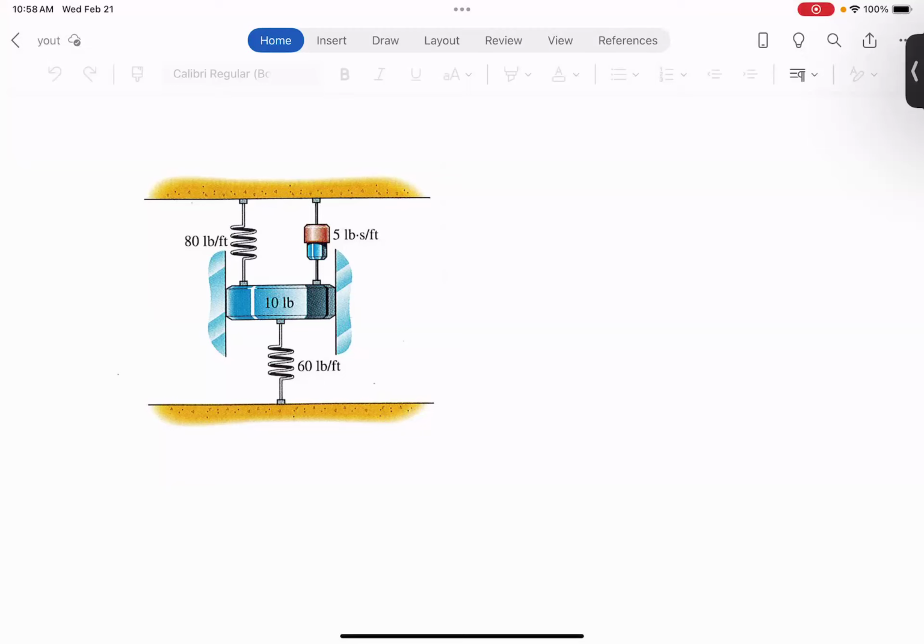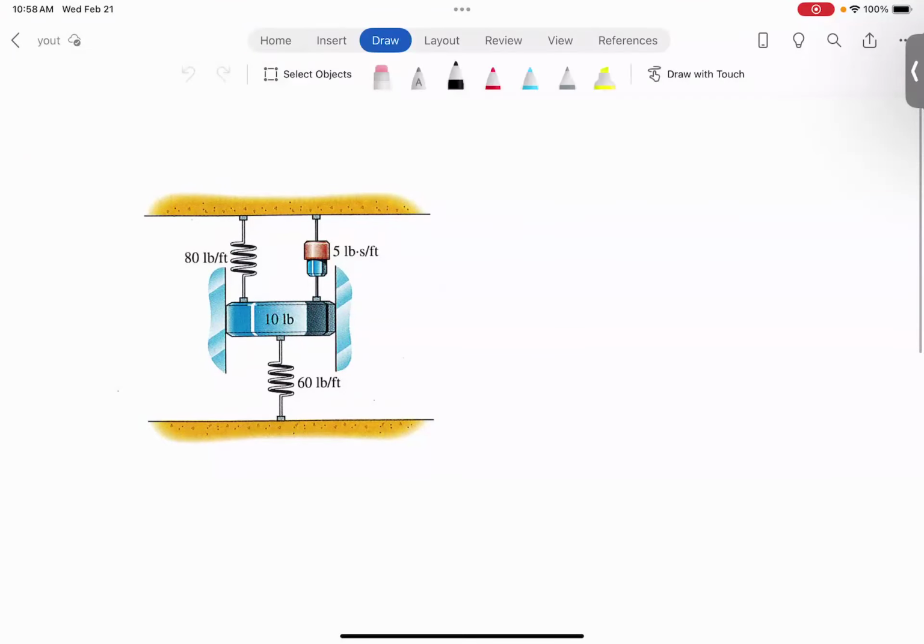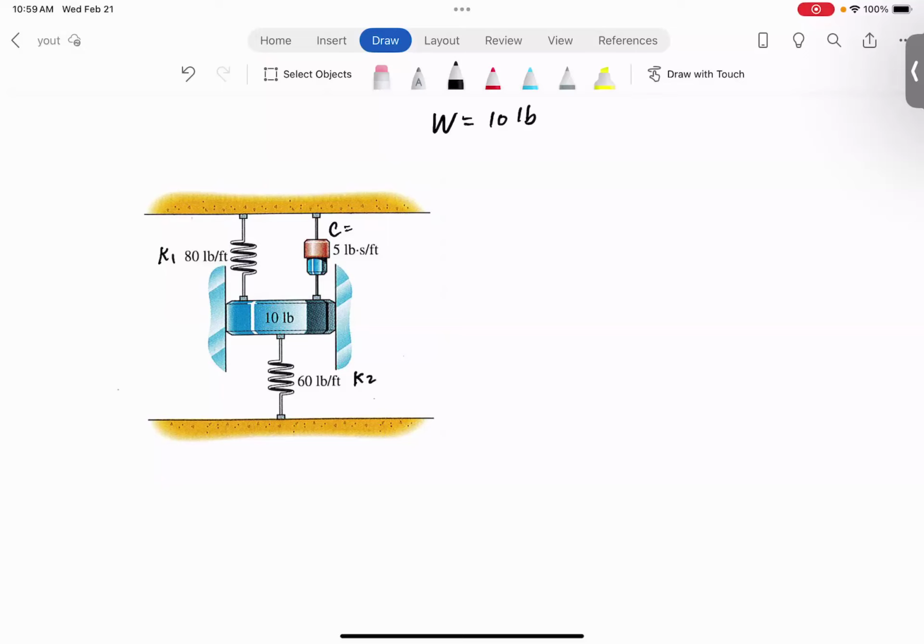All right, so here we have a mass of 10 pounds. So the weight is actually 10 pounds. We have to be careful with the unit here. And you can see we have a damper here, which is usually denoted by C, and K1 and K2, two springs with a given stiffness.